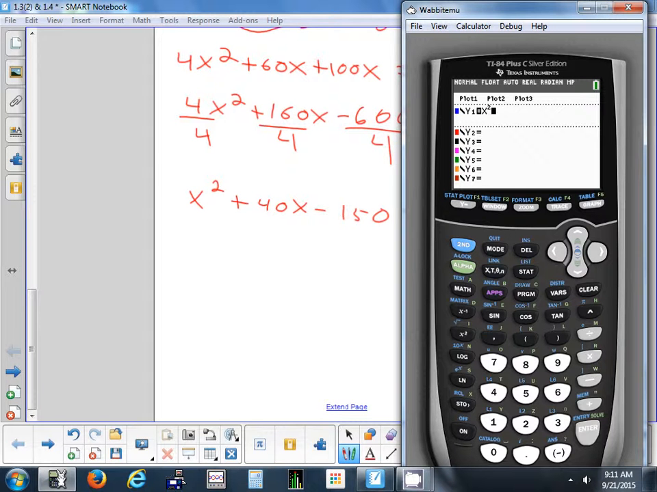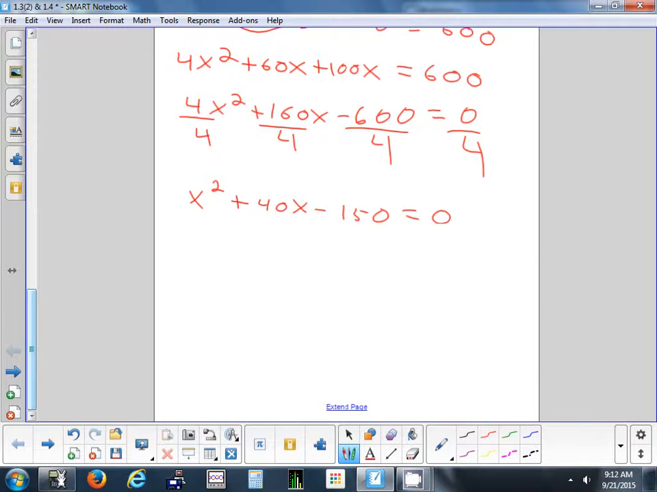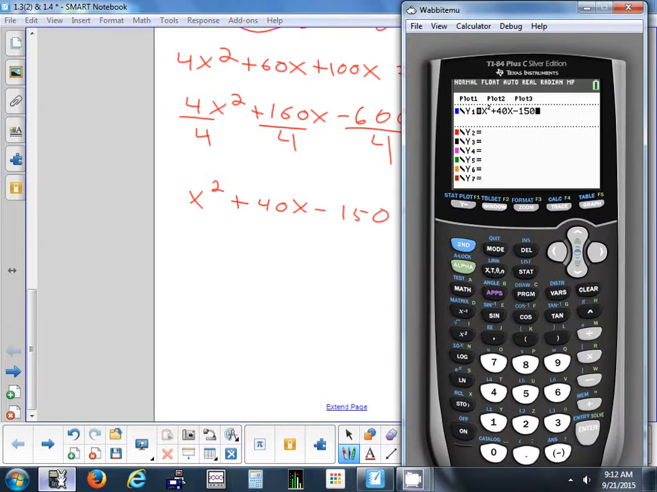Right, so we have x squared plus 40x minus 150. We're going to have a lesson on quadratic equations later where we practice using that formula, so we'll do that at another time. Okay, so we're going to graph this. And we want to see where this graph is going to hit 0. And remember, it's a U shape, so it could hit it twice. So I just typed it in. I'm going to start with zoom 6.